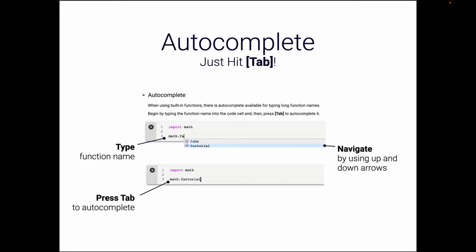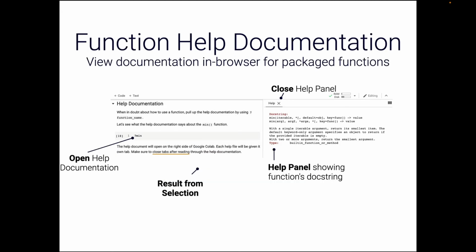If we go down a little bit more, one of the nice features that Google Colab also supports is this notion of autocomplete, where the entire purpose here is just to hit tab after you start typing out a few words to have your function or your variable complete. So here we can see in the first example fabs and then factorial, and you can sort of navigate by using the up and down arrows to select between the options, and when you're content with the option, just press tab to effectively have the function name or the variable name fully typed in for you.